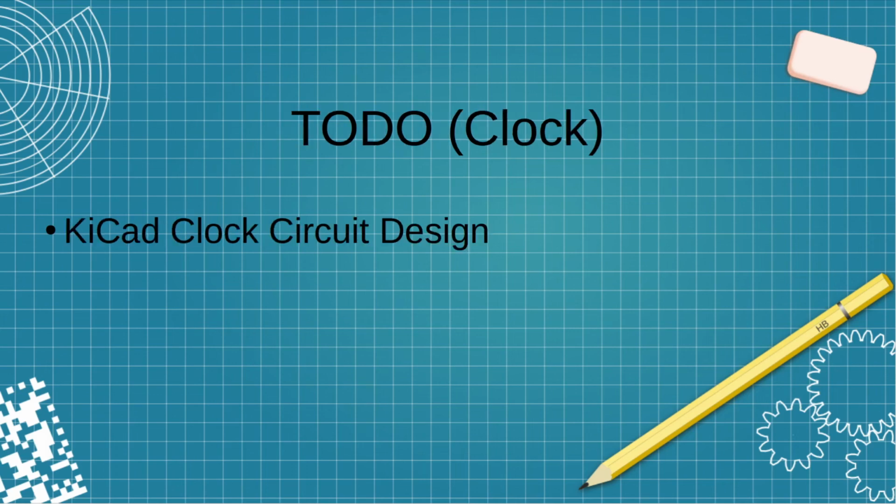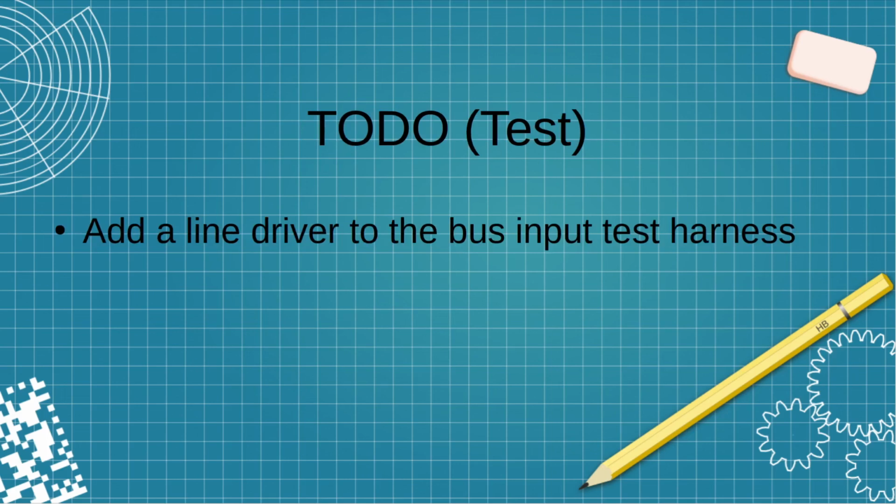And then the clock issues have been resolved, but I still want to run through a KiCad clock circuit design. Even though version 1 is not going to be the final version, I do want to design that up and may end up putting that onto a printed circuit board anyway. I haven't made a decision on that yet. And then I still have to add a line driver to the bus input test harness. I'll probably hold off on building that until there's an actual need.